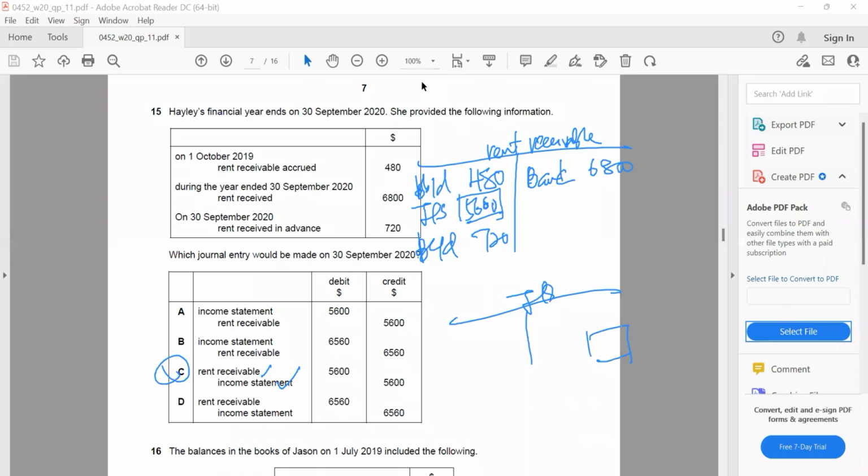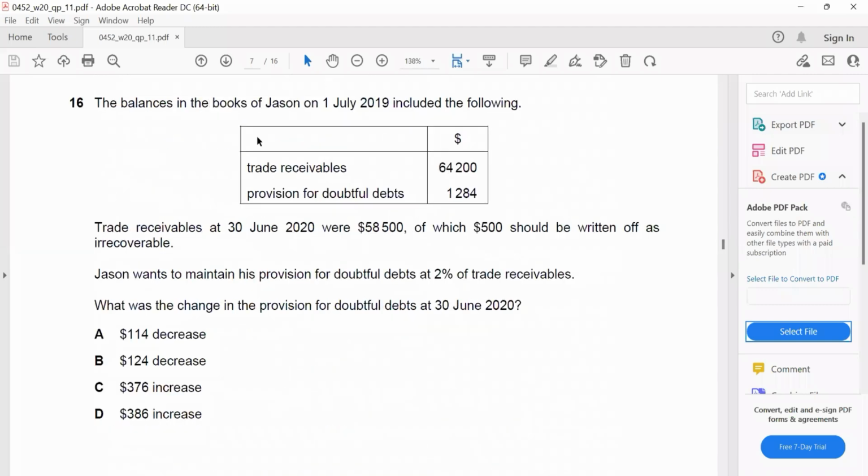Okay, now let's move on. 16. The balance in the books of Jason on 1st July 2019 includes the following. Trade receivable at 30th June was, okay, this is beginning of the year, this is end of the year, of which 500 should be written off. So this one has additional information. Jason wants to maintain his provision for doubtful debt at 2% of trade receivable. So we calculate this amount first.